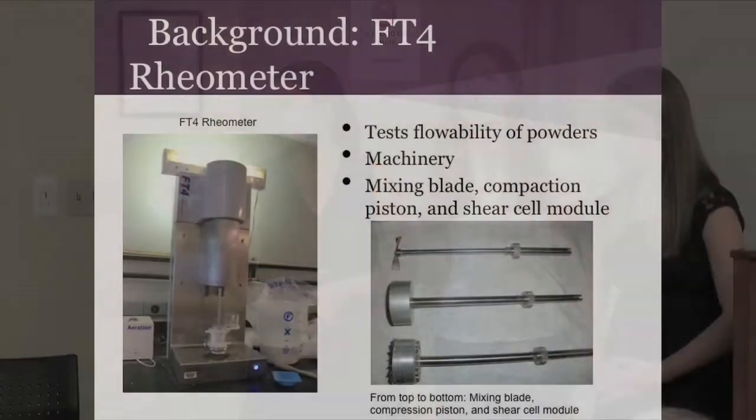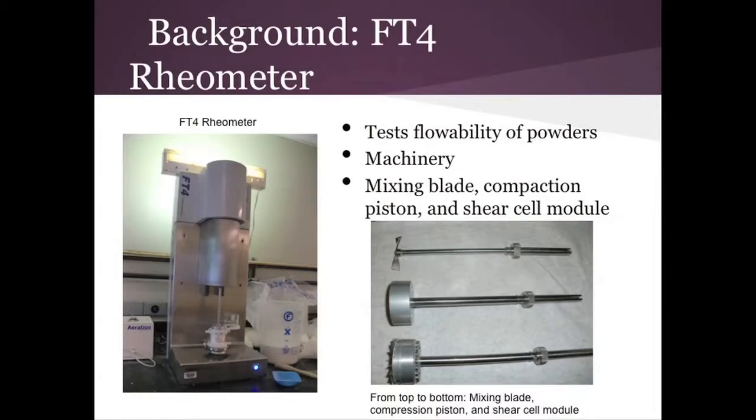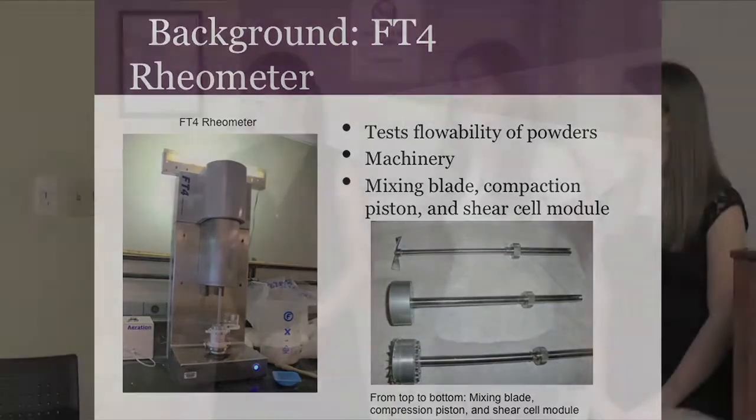The machinery that we use to actually test the flowability of the powders is the FT4 Rheometer. And we'll talk more about the actual procedures we use for testing later on. Right now, this is just the equipment itself. There are 3 different stages, and they each use a different blade for testing and preparing the powders for testing. The first stage is the mixing blade, which is the top picture. That removes clumps of powder in the powder.